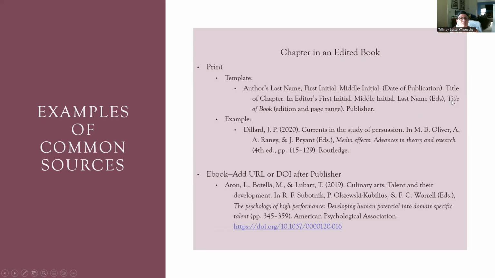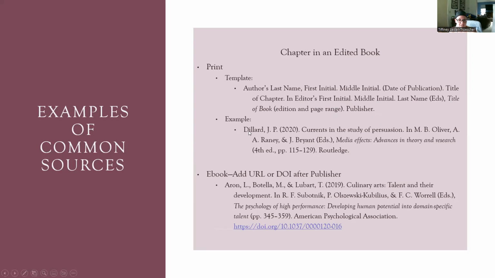Then the title of the book in italics. And then in the parentheses, we still put the edition. If it's a first edition, you don't have to write anything. Then the page range, so that we know what pages of the book that chapter falls between. And then the publisher. So see, a lot of this information is still the same. Little bits and pieces change depending on the type of source. But we have our example here, right?